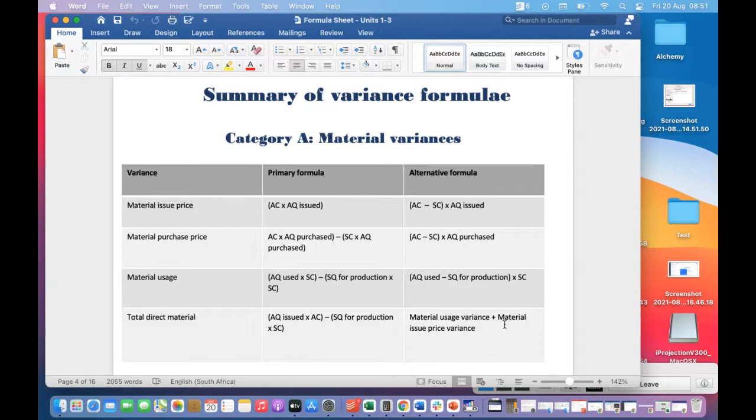Material purchase price. You have these formulas in the textbook. Yeah, they are there in the textbook. There are also exercises in the textbook with them. So I'm just flipping. In my book it's on page 34.